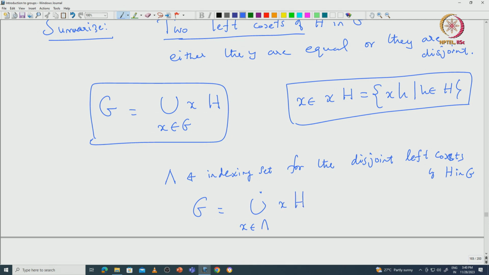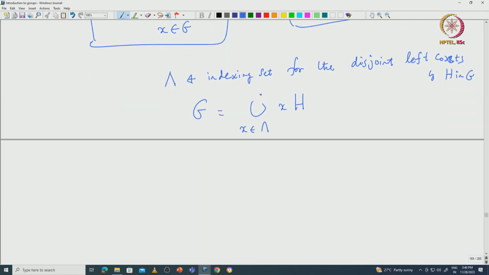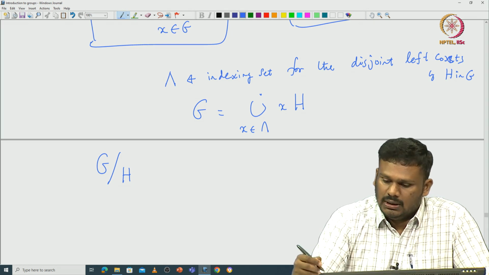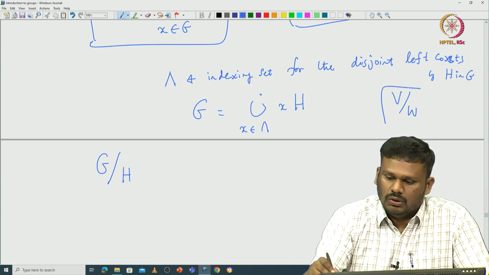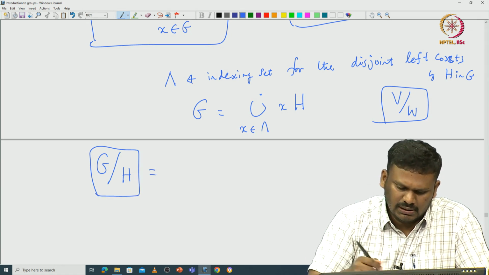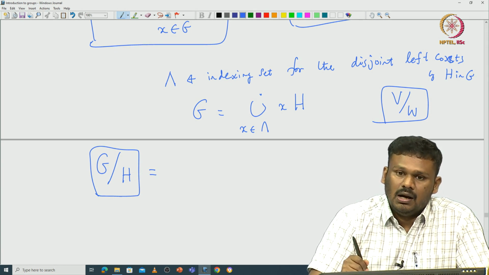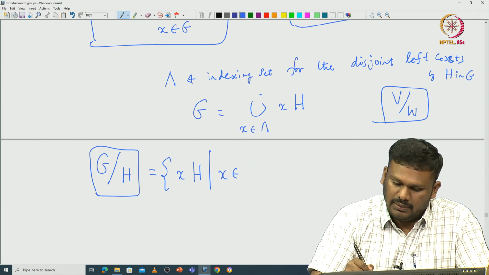And later we will identify this capital Lambda with what is called G mod H. Maybe I will do it now itself, it's not a problem. So we can define what is called G mod H. It is motivated from linear algebra. For example, if you consider a subspace W, then we always write V modulo W for the quotient. Because of that, this notation is suggested. So what is G mod H? G mod H is the collection of all the left cosets xH, where x comes from G.